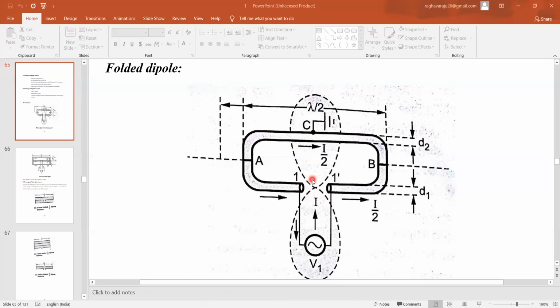Total current: suppose this primary feed generates current I. The total current splits 50-50, I by 2, I by 2, from bottom and top.